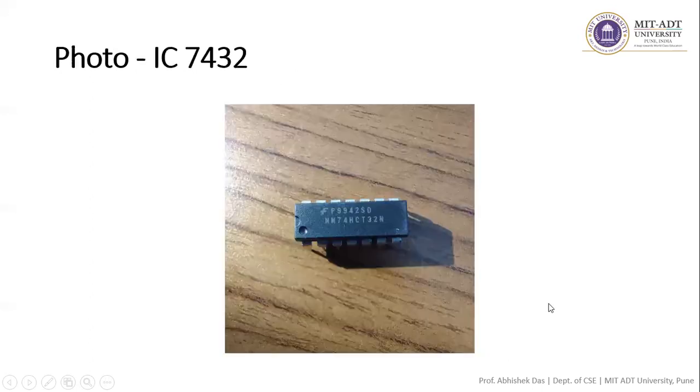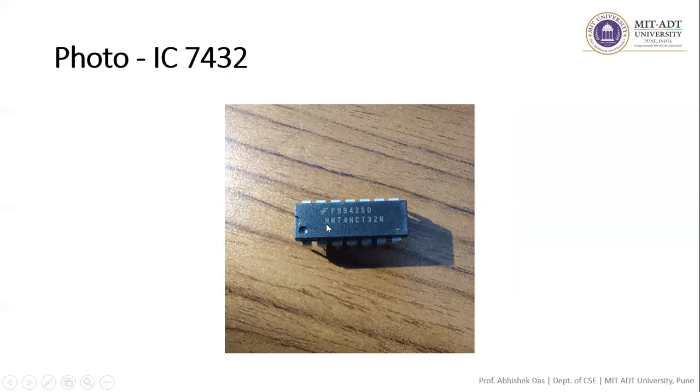Now this is the photo of the IC7432, that is the OR gate. 7432 is the OR gate, and this is how the IC of the OR gate looks. You can see from here 1, 2, 3, 4, 5, 6, 7, so we have 7 pins on each side, right?